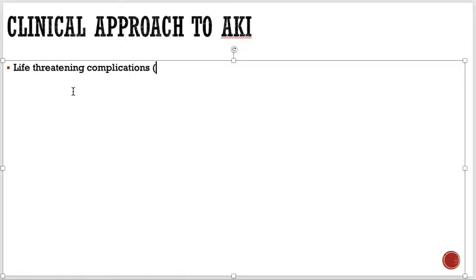What are the life-threatening complications? Like hyperkalemia. Now what is hyperkalemia? Whenever the kidneys are not functioning well, the potassium levels will be raised, and once raised, it can lead to cardiac arrhythmias. Or, for example, if the patient has pulmonary edema. Any patient coming with these life-threatening complications, what should be the action? Straight to dialysis, right?